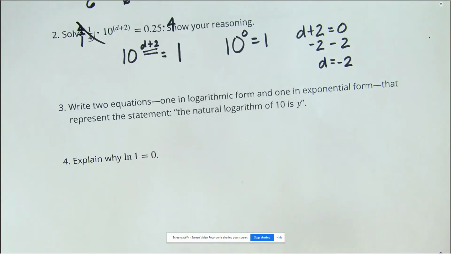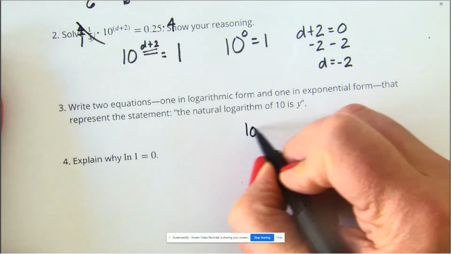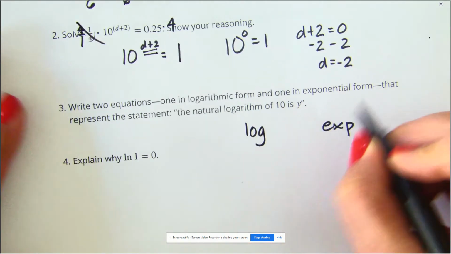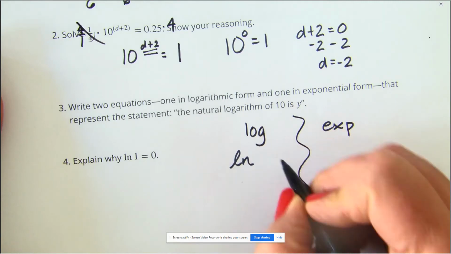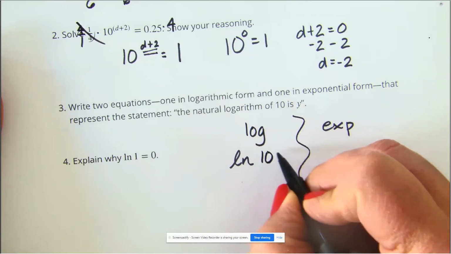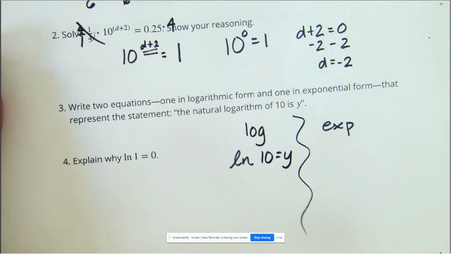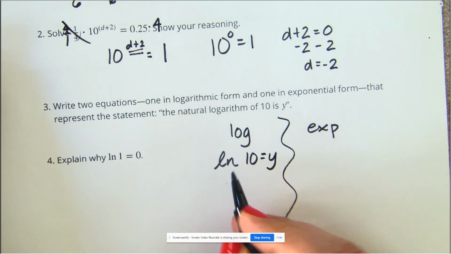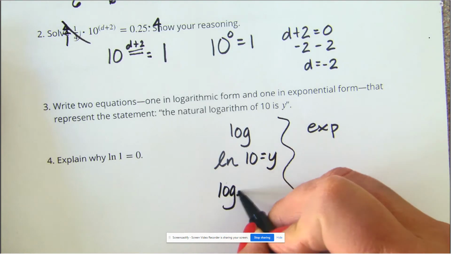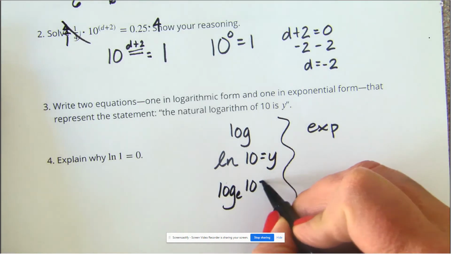Write 2 equations, one in log form and one in exponential form, that represent the statement, the natural log of 10 is y. So they want me to write in log form and exponential. The natural log, that's the ln of 10, is y. Now how do you write that in exponential? Just to remind you, natural log means log base e. I'm just going to write it like that.